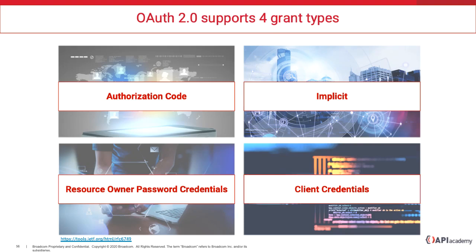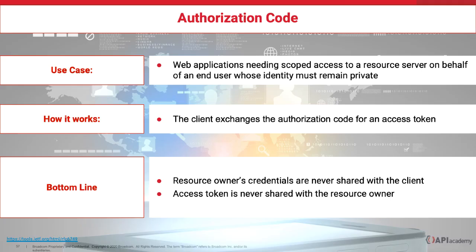Each grant type is optimized for a particular use case. As we go a bit deeper for each of the grant types, pay close attention to how the access token is issued to the client application. When using the authorization code, the client exchanges the authorization code for an access token. This was demonstrated in our example with Jane. And as demonstrated earlier, the resource owner's credentials are never shared with the client application and the resource server. The access token is never shared with the resource owner.